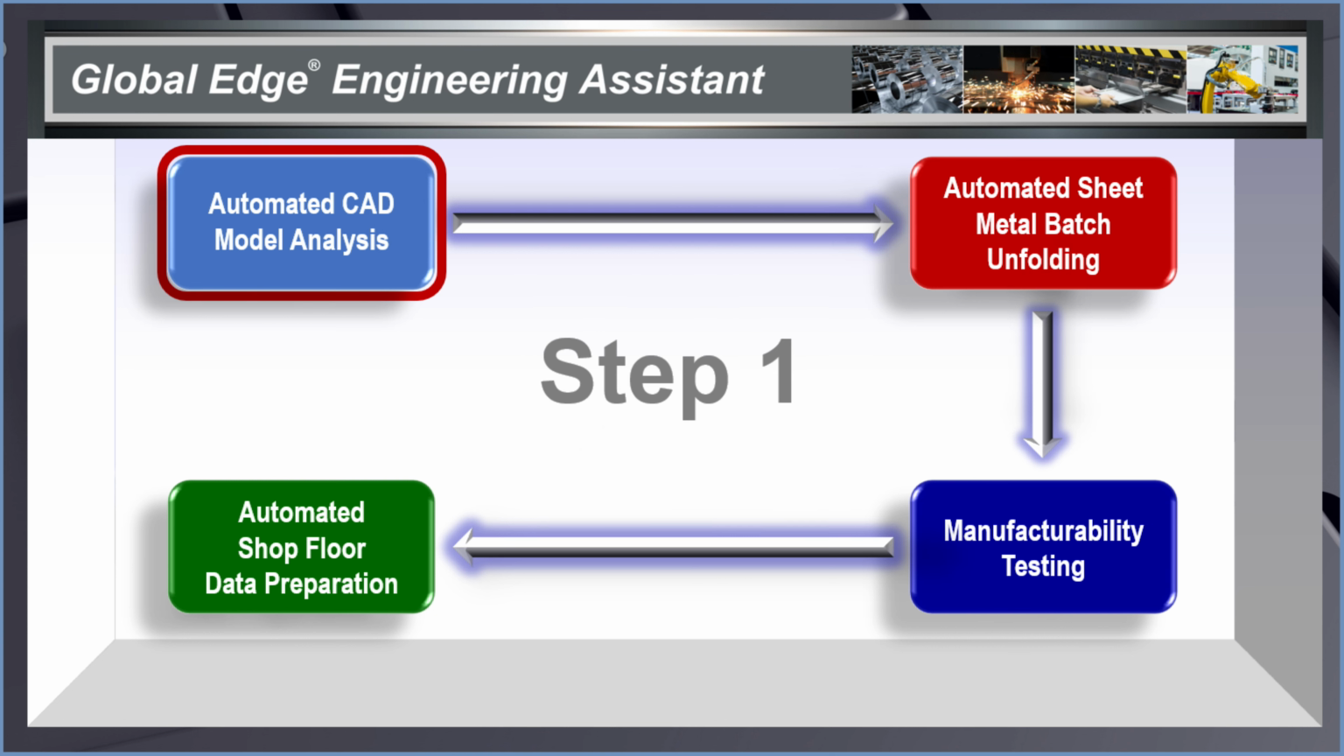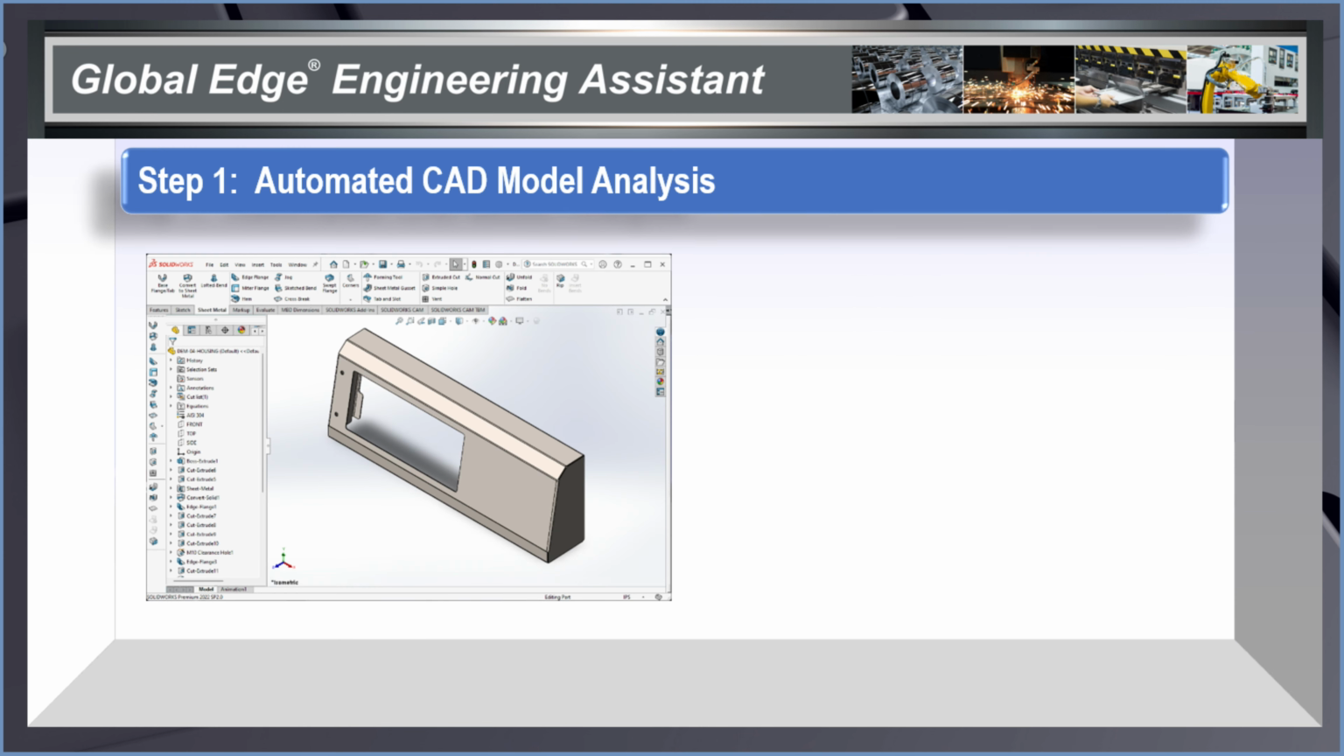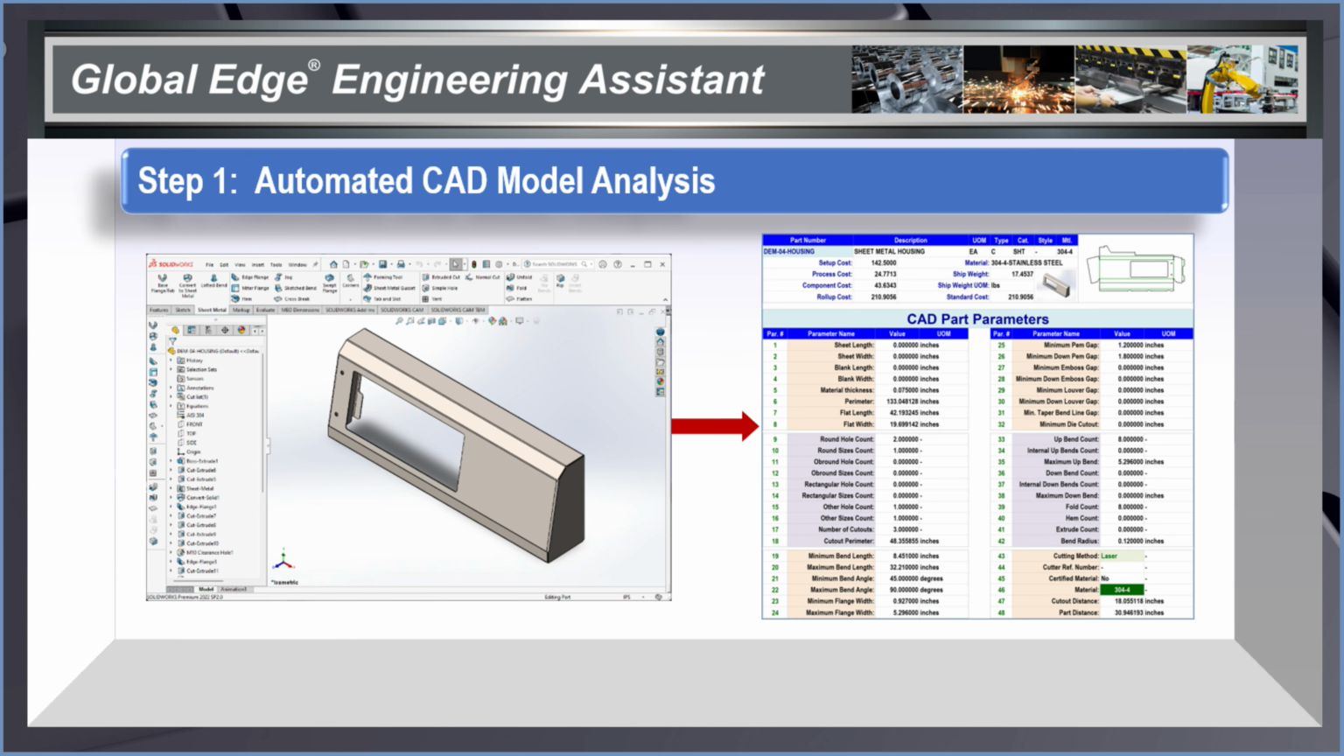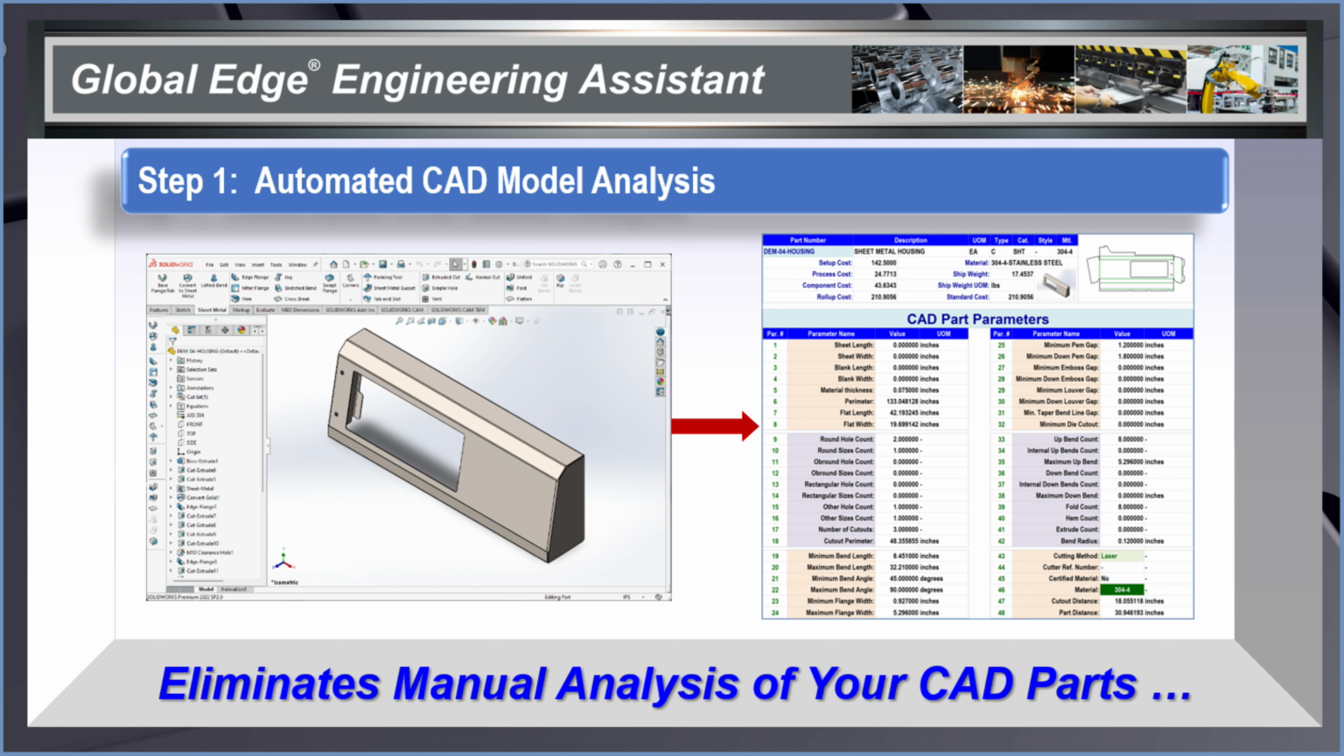Step 1 starts with the automated analysis of your sheet metal CAD parts. This starts with the importation of complete CAD part parameters to drive manufacturability testing and bend program generation. This process saves significant time by eliminating the manual analysis of your CAD parts.